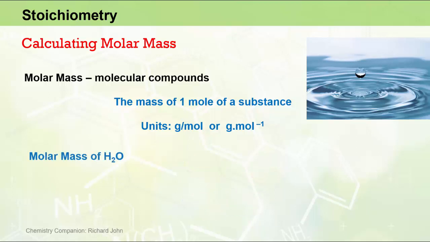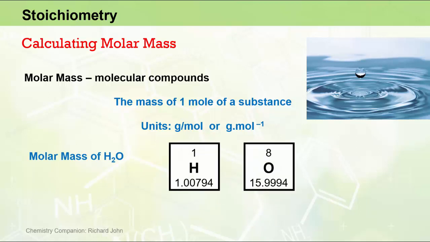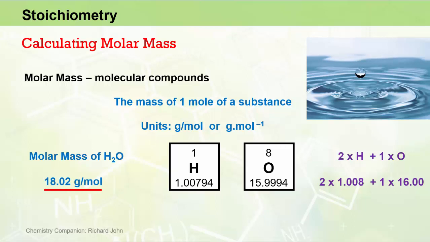So if we want to determine the molar mass for the molecular compound water, H2O, we need to look up information about both hydrogen and oxygen in the periodic table. And we know that the water molecule contains 2 hydrogen atoms and 1 oxygen atom. So to calculate the molar mass of water, we need to add up 2 times the molar mass of hydrogen plus 1 times the molar mass of oxygen. And we get 18.02 grams per mole as the molar mass. And again, it's worth noting that the mass of 1 mole of water is therefore 18.02 grams.